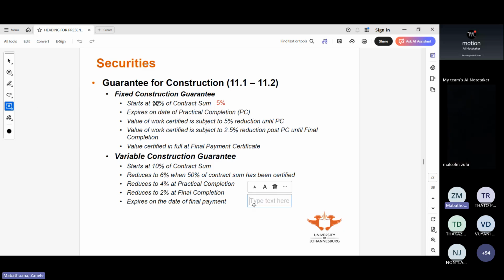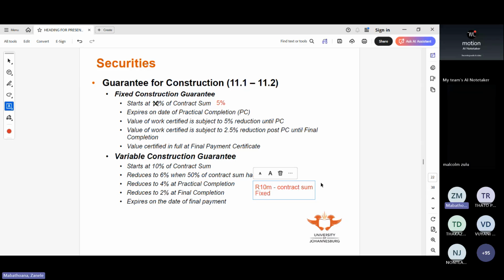So from what you are saying, we're working on the 10 million rand, right? Yes, we have 10 million, which is your contract sum. This is what happens when you don't have a chalkboard and you're not in class. So we have that as your contract sum. Then we're saying the fixed guarantee comes in.